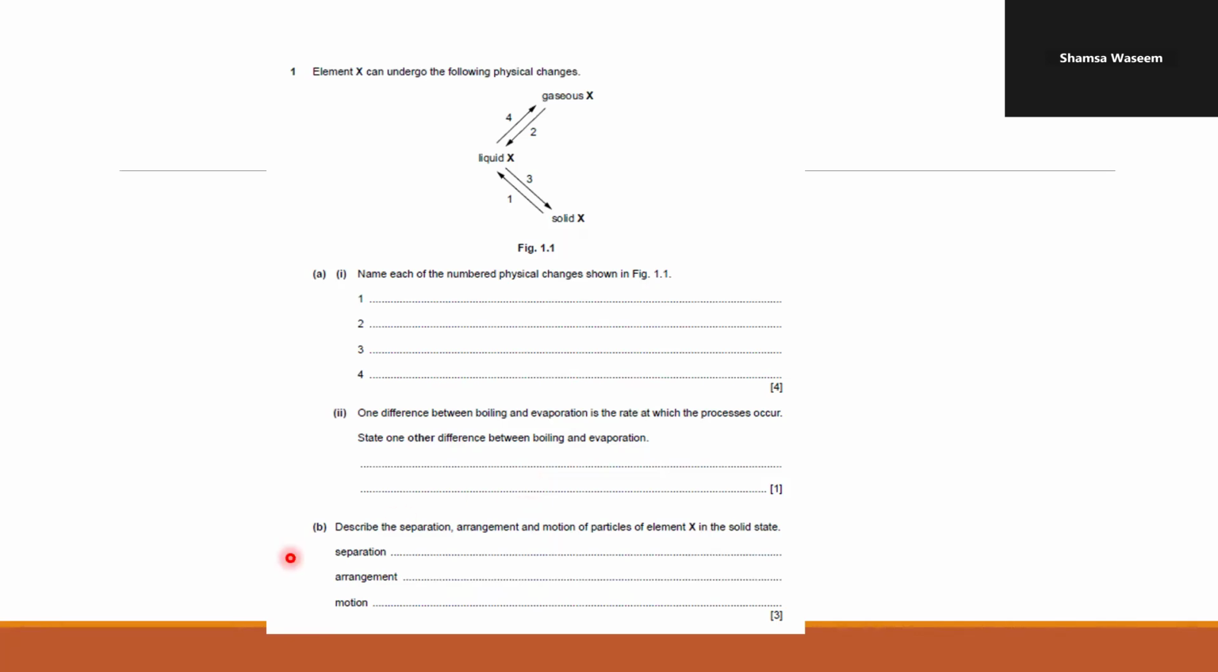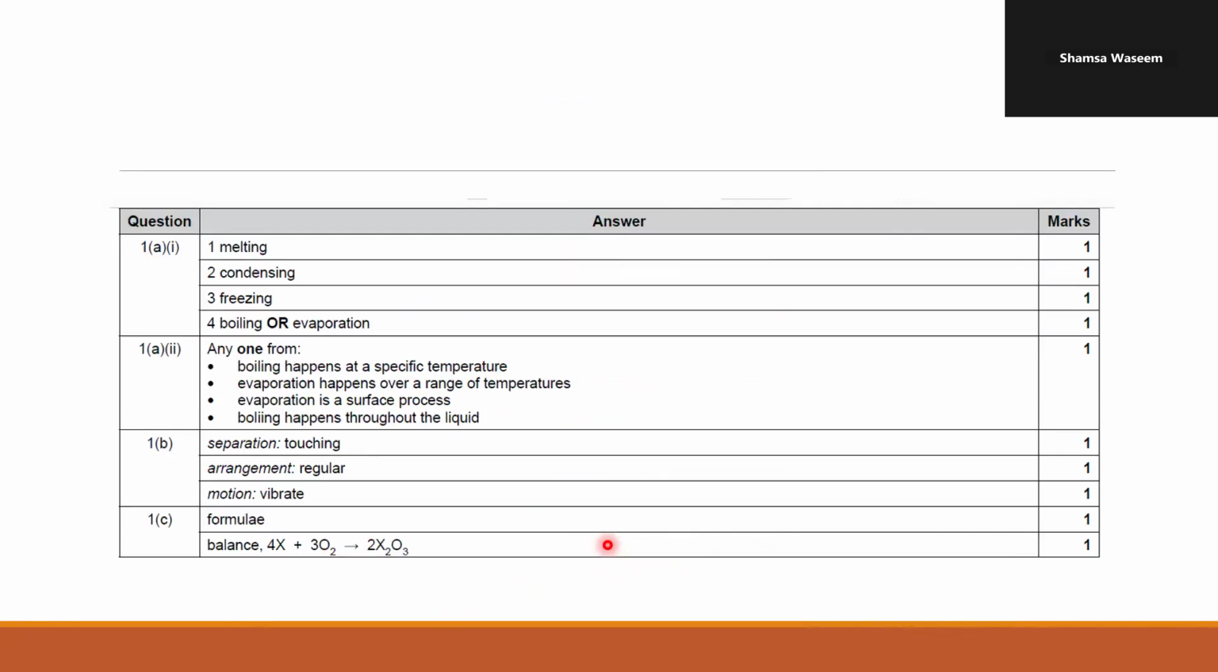Now see, describe the separation, arrangement and motion of the particles of element X in the solid state. Separation is that the particles are touching, right? Arrangement is regular, or a lattice, and motion is that they vibrate at fixed positions, right? I hope this is clear to all of you, right?